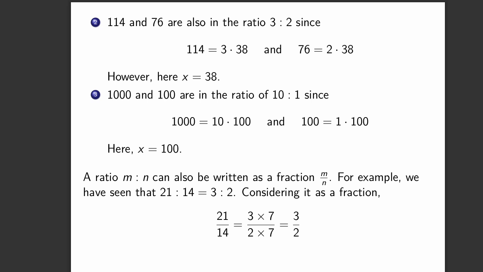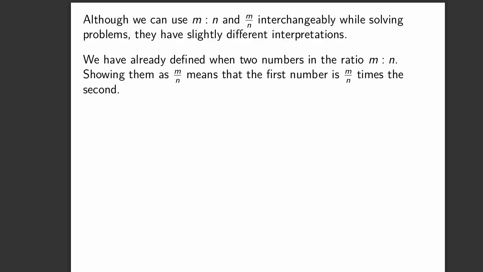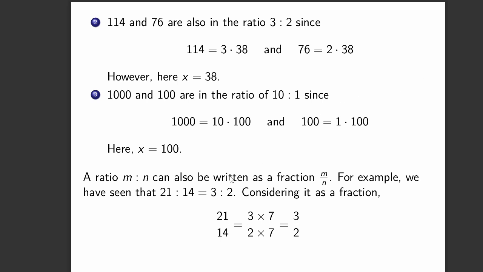Because understand that m to n is a ratio, whereas m over n is a value, a rational number, and a rational number as a mathematical object is different from a ratio m to n. Let's see what it means. So when we say that 21 to 14 are in the ratio of 3 to 2, it means that there is a common multiple 7, which when multiplied by 3 gives us 21, and which when multiplied by 2 gives 14. That is the meaning of two numbers being in the ratio of 3 to 2.